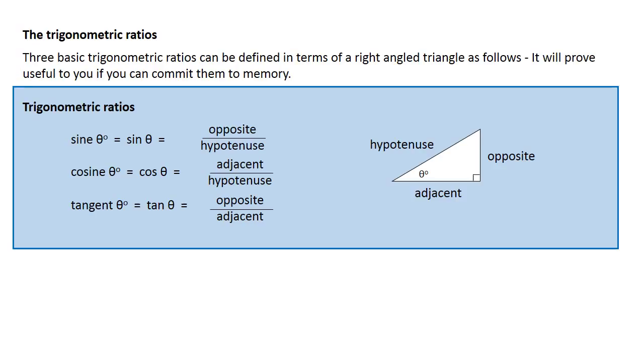It's worth remembering these ratios. You can refer back to these notes at any time, but it will speed you up a lot in your calculations if you can remember that sine equals opposite over hypotenuse, cosine equals adjacent over hypotenuse, and tan equals opposite over adjacent.